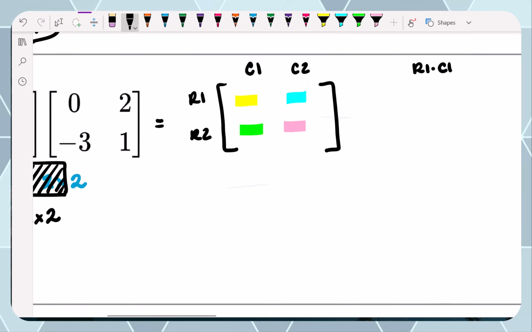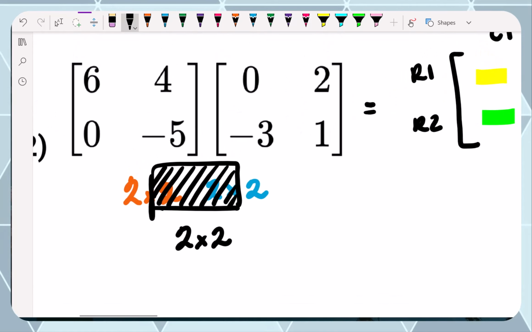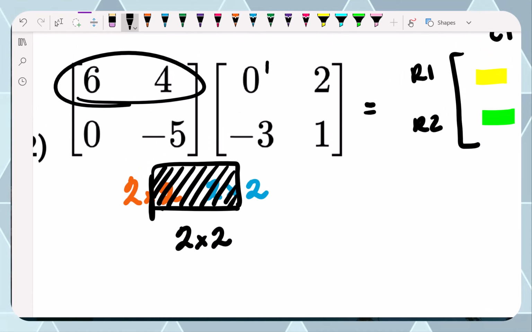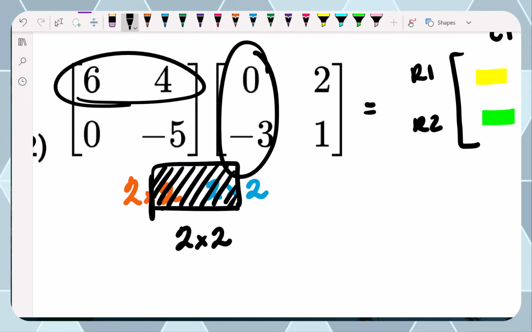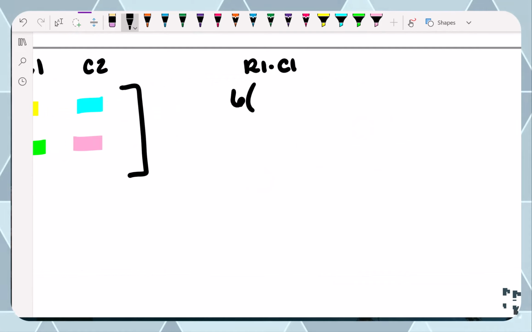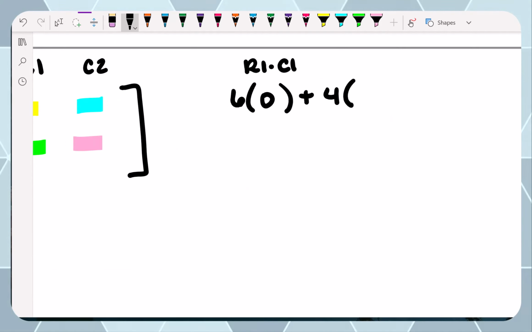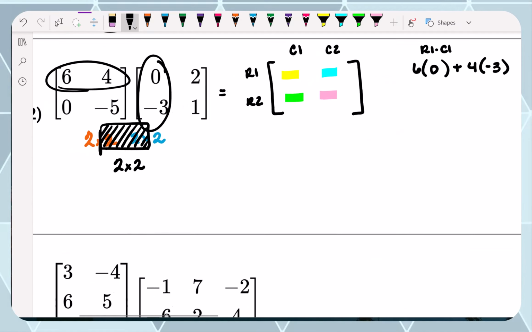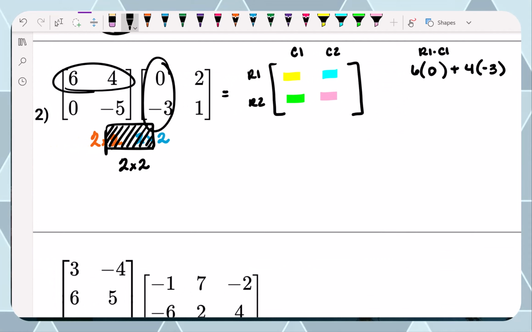So what you're going to do is go back over here to your problem and look at row 1 and column 1. So you're going to match it up. 6 times 0 plus 4 times -3. Okay, 6 times 0, 4 times -3. So one more time, where am I getting that 6 and the 4? That is part of the first row. And then the 0 and the -3 is from that first column.